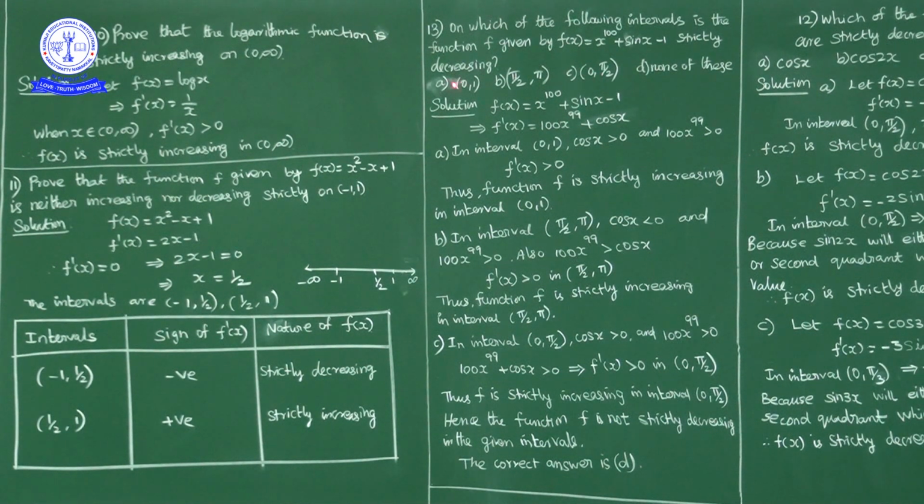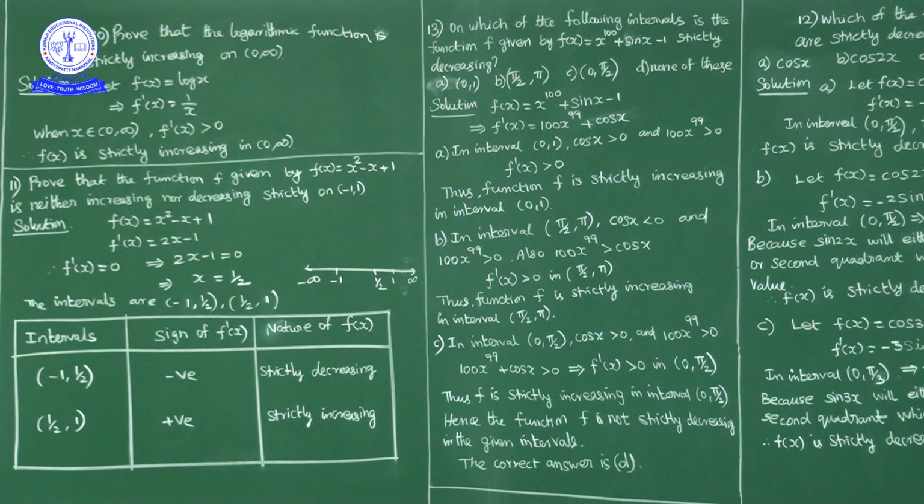Now if you observe option C, 0 to pi by 2, and option A is 0 to 1. Actually 0 to 1 is a subset of 0 to pi by 2, because pi by 2 value is greater than 1, pi value is 3.14, 3.14 by 2 is greater than 1.5. So this is 0 to 1.5, approximately more than 1.5, and this is 0 to 1. So obviously this is a subset of this set. So increasing in this interval means obviously increasing in this interval also.